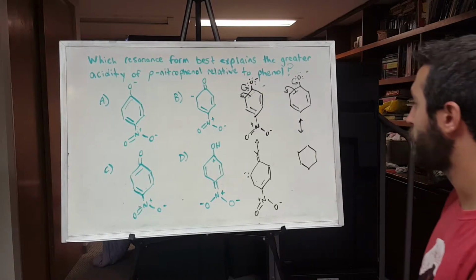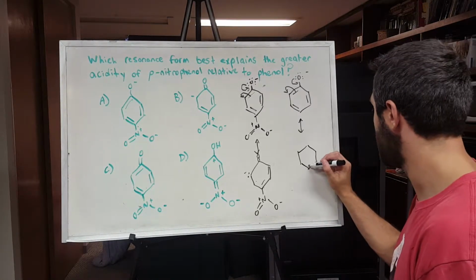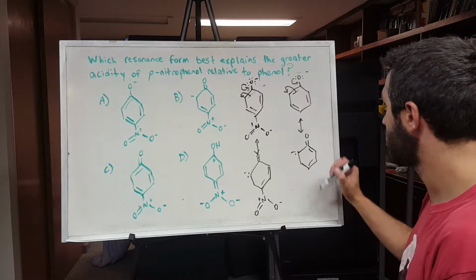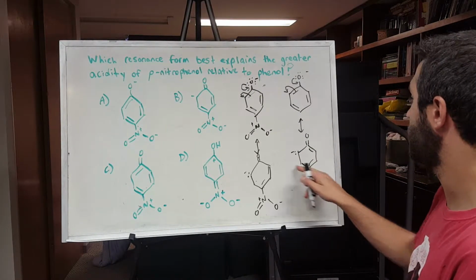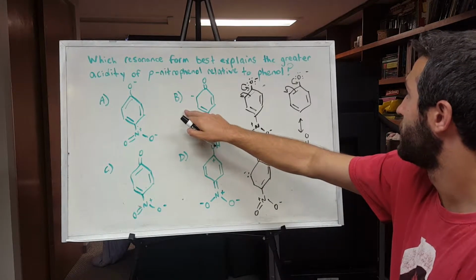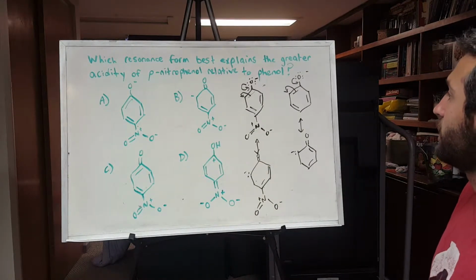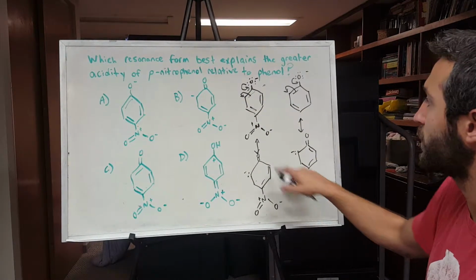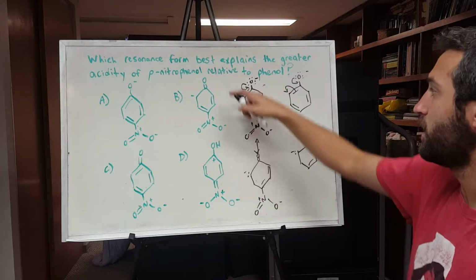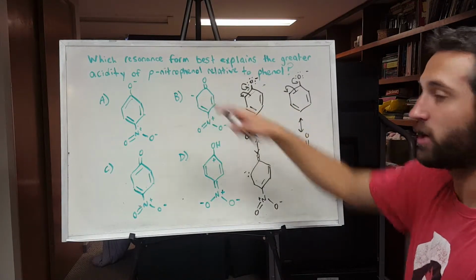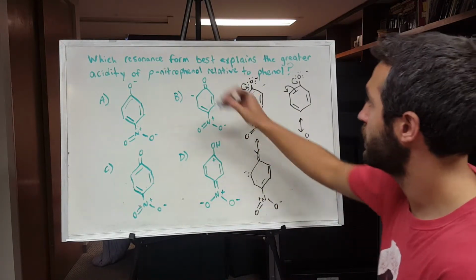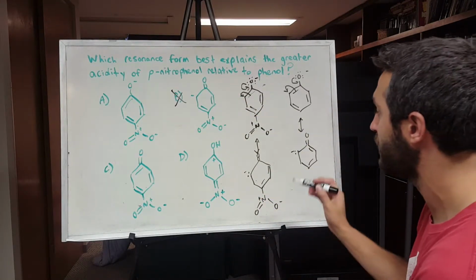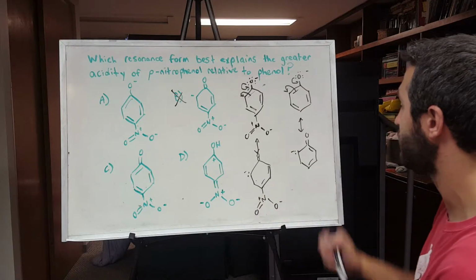So a resonance form like this does not show any difference between these two guys, correct? So this is not going to be the answer because it does not explain the difference between these two guys, since they both have this resonance form showing some displacement of charge from the O. So B does not explain a difference between the conjugate base stability of para-nitrophenol and phenol.